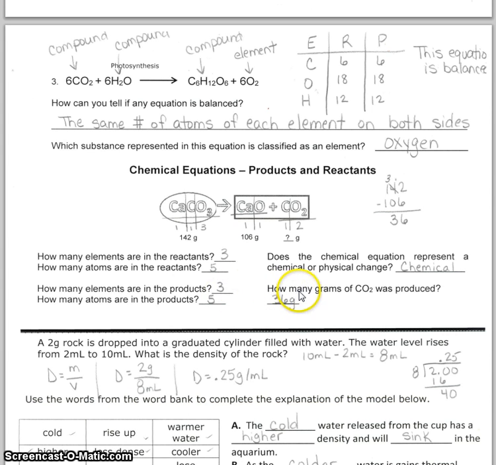How many grams of CO2 were produced? Well, if I started with 142 grams of calcium carbonate on my reactant side, I have to end up with a total of 142 grams on my product side. If 106 grams are from the calcium oxide, then the remaining amount will be the amount of carbon dioxide. So I take 142, I subtract 106, and I end up with 36 grams of carbon dioxide produced.